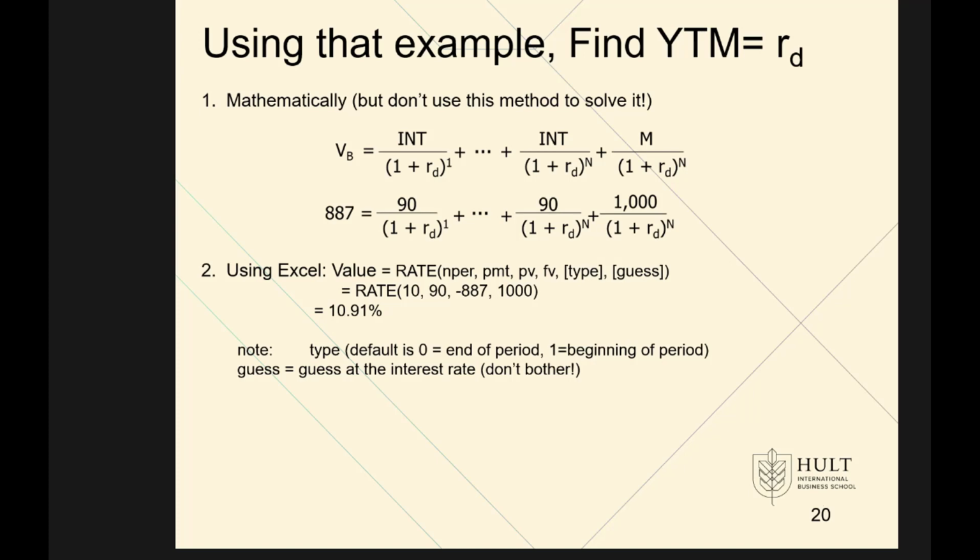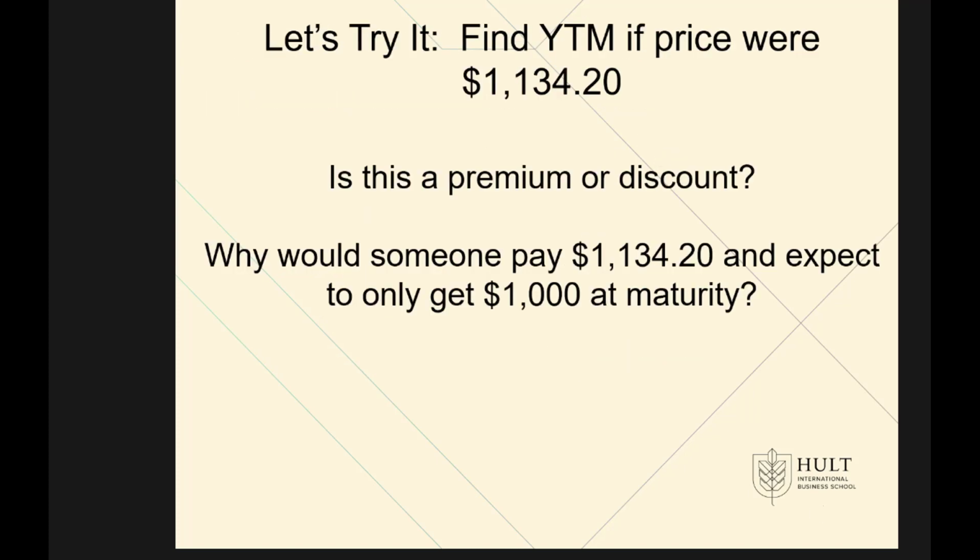Next, we'll look at what happens if there's another change. What happens if the price instead of 887 is 1,134? So 887 is a discount, compared to 1,000. 1,134 is a premium. So this is a premium bond.